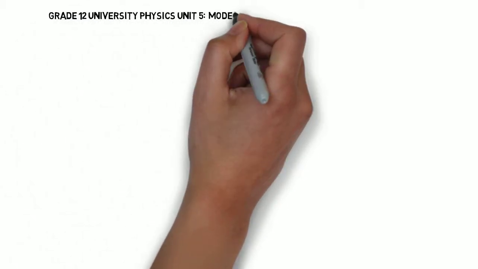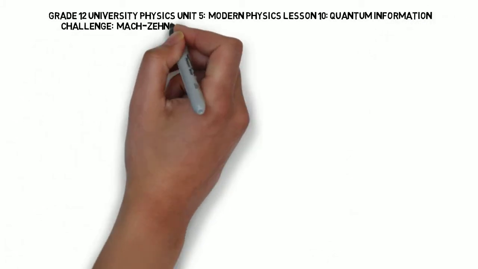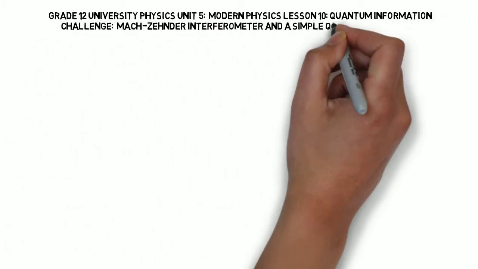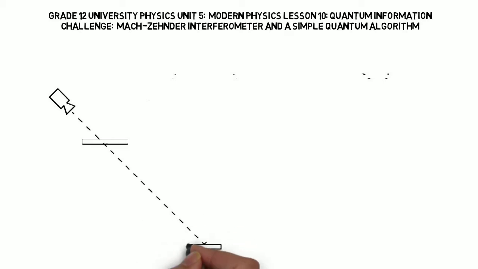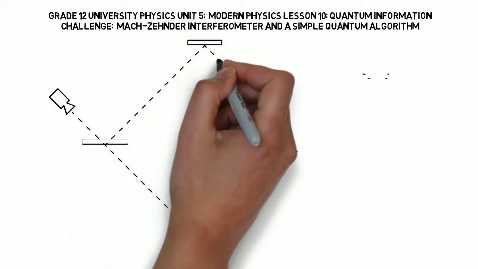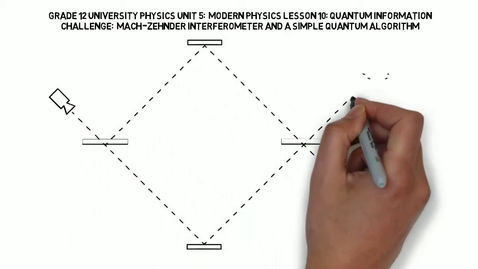This is grade 12 University Physics, Unit 5 Modern Physics, Lesson 10 Quantum Information. Specifically, we're going to try a challenge and look at a simple quantum algorithm. But first, to do that, we need to quickly review the Mach-Zehnder interferometer.